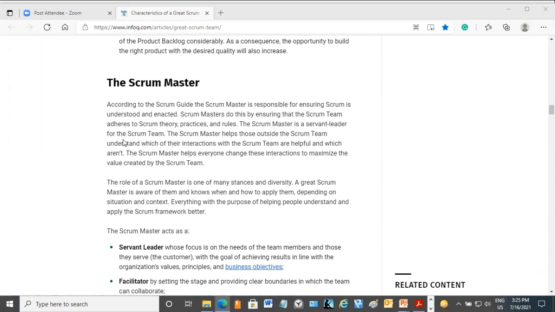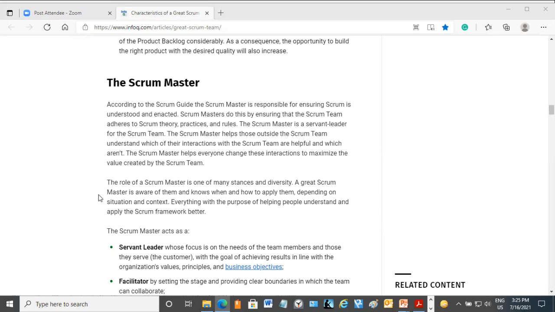And if you look at here in particular, according to the Scrum Guide, the Scrum Master is responsible for ensuring Scrum is understood and enacted. Scrum Masters do this by ensuring the Scrum team adheres to Scrum theory, practices, and rules. The Scrum Master is the servant leader for the Scrum team. The Scrum Master helps those outside the Scrum team understand which of their interactions with the Scrum team are helpful and which aren't. The Scrum Master helps everyone change these interactions to maximize the value created by the Scrum team.